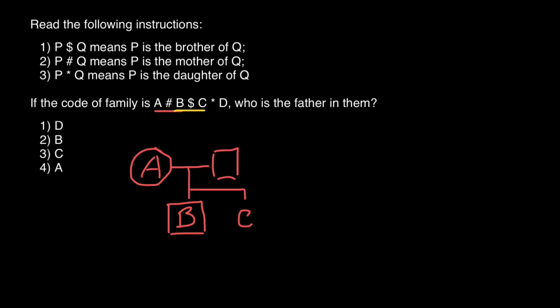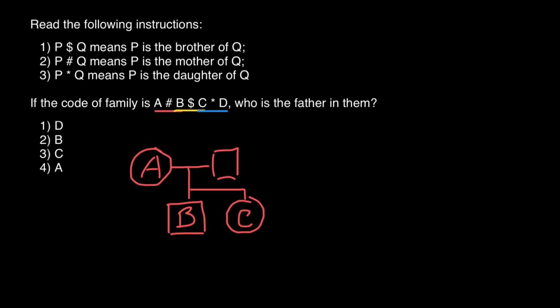We also know that C asterisk D, and P asterisk Q means P is a daughter of Q. In our case, that means C is a daughter of D. So C is a daughter, so she is female. She is a daughter of D.